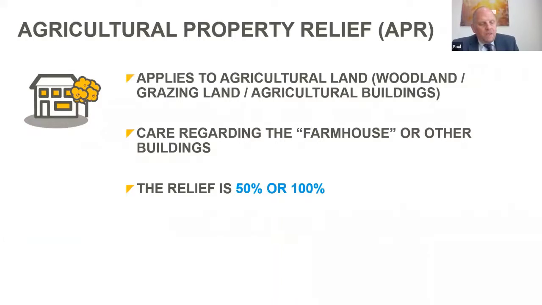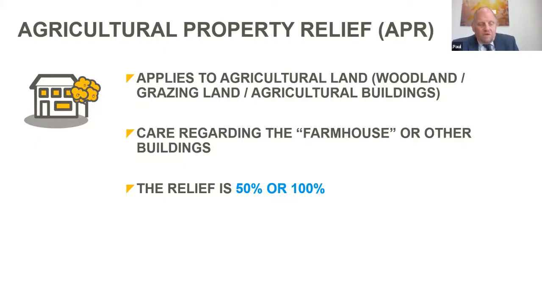Thanks very much, Gemma. Basically, you've got agricultural property relief. It applies for agricultural land, woodland, grazing land, agricultural buildings. As I've put there, which I'll come to in a second, you've got to be very careful regarding the farmhouse or other buildings, particularly where these days many farmers and people who have agricultural land have diversified into, say, holiday lets and all sorts of other things, which obviously may have different treatment.